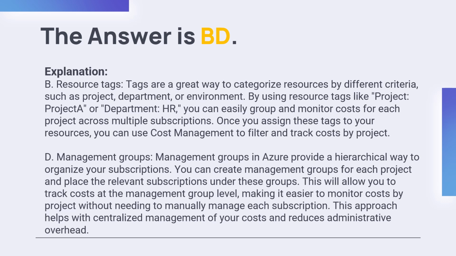The answer is B and D. B. Resource tags. Tags are a great way to categorize resources by different criteria, such as project, department, or environment. By using resource tags like project: Project A, or department: HR, you can easily group and monitor costs for each project across multiple subscriptions. Once you assign these tags to your resources, you can use Cost Management to filter and track costs by project.